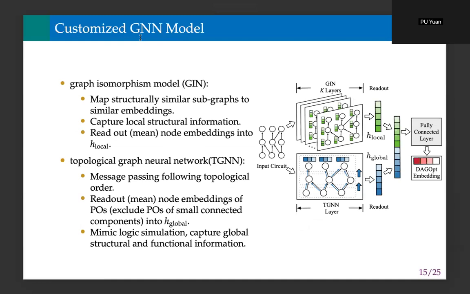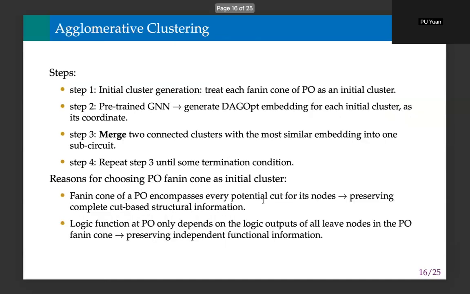Second is our customized GNN model. It consists of two modules. The first module is GIN, which is good at capturing local structural information. And the second is TGNN. It follows the topological order message passing scheme, which mimics the logic simulation process, and it's good at capturing the global structural information of the circuit.